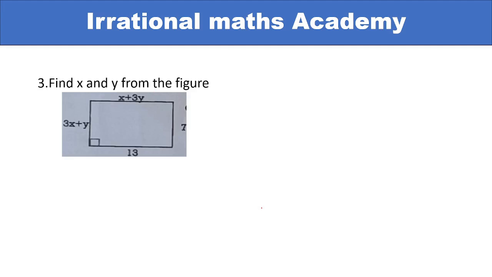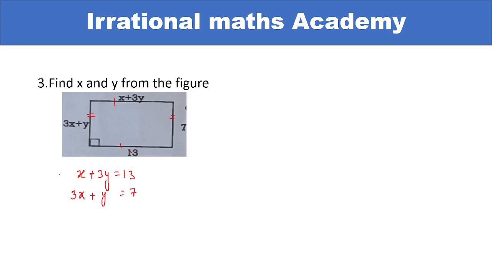Next, find x and y from the figure. If you observe here, which shape is this? This is a rectangle. What is the property? One property we know for a rectangle: opposite sides are equal. These two sides are equal and these two sides are equal. So let me equate the first one. What I'll get here? x plus 3y equal to 13 and 3x plus y equal to 7.